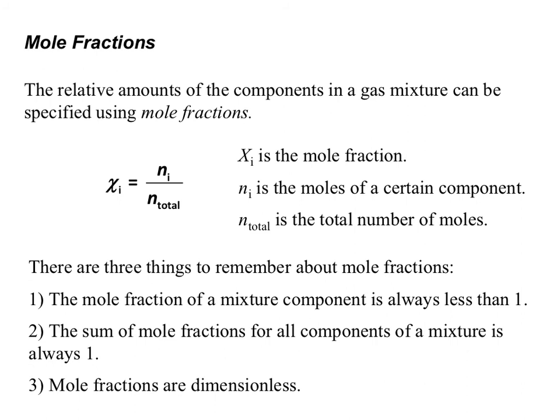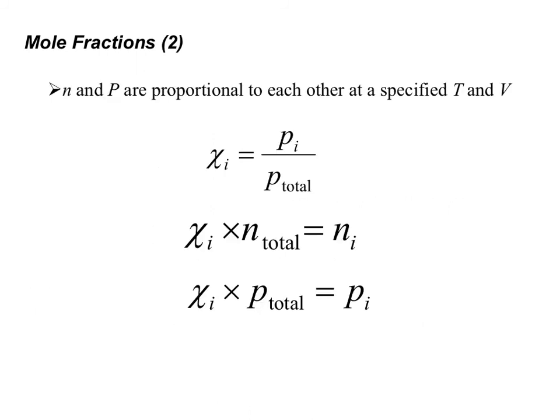1. The mole fraction of a mixture component is always less than 1. 2. The sum of mole fractions for all components of a mixture is always 1. And 3. Mole fractions are dimensionless because the units cancel out. As the number of moles and pressure are proportional to each other at a specified temperature and volume, the mole fraction can also equal the pressure fraction over the total pressure.